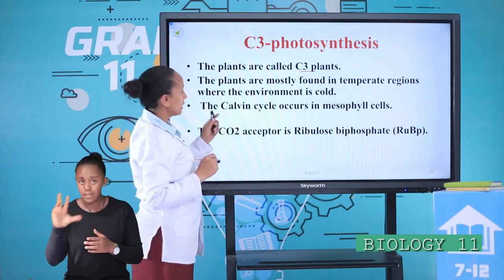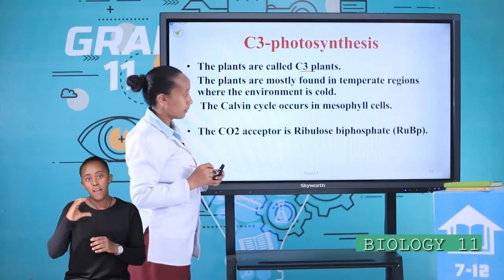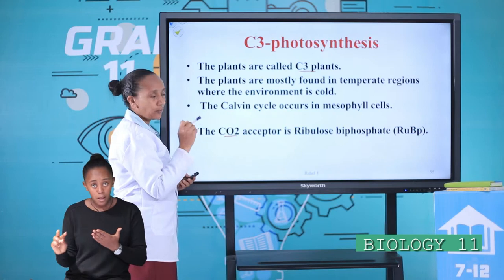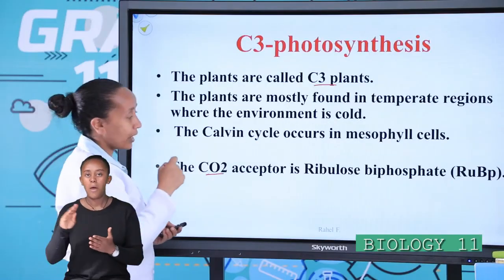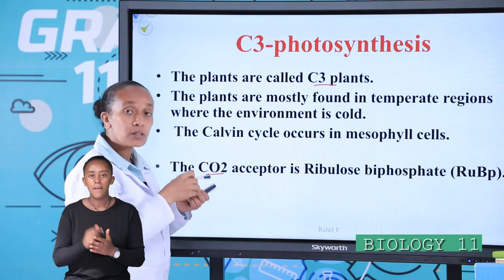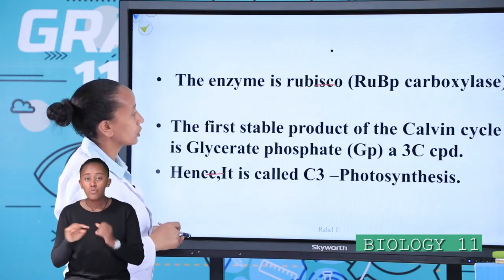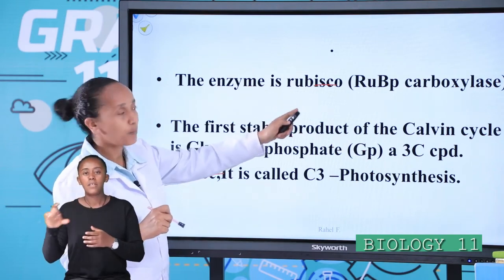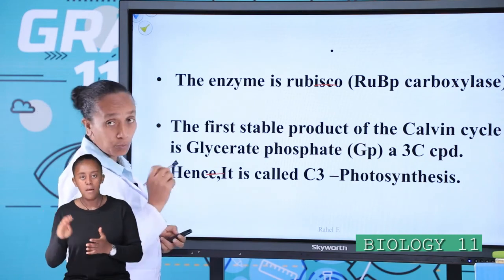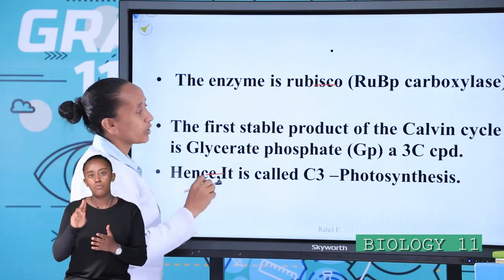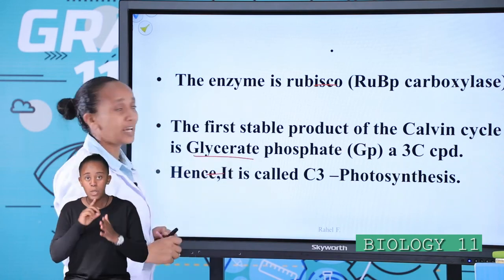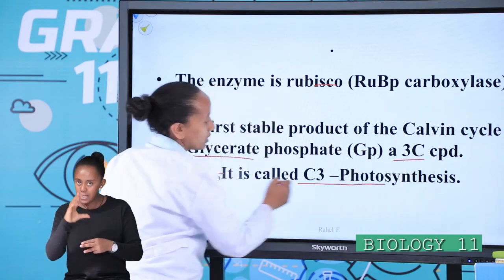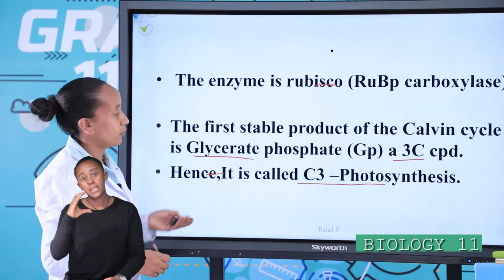In such type of plant, the Calvin cycle occurs in the mesophyll cell, and the carbon dioxide acceptor is ribulose bisphosphate. As we have seen in the Calvin cycle, ribulose bisphosphate combines with carbon dioxide in the first reaction. And the enzyme for carbon dioxide fixation is Rubisco or ribulose bisphosphate carboxylase. And the first stable product is a 3-carbon compound, glycerate phosphate. That's why the plants are known as C3 plants, and the photosynthesis is also known as C3 photosynthesis.